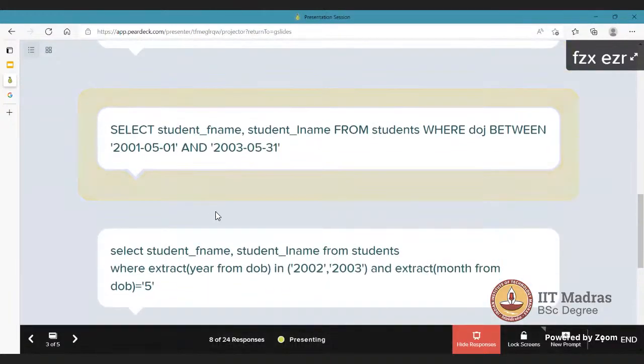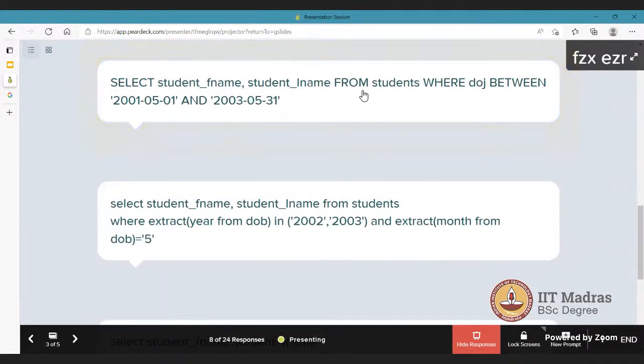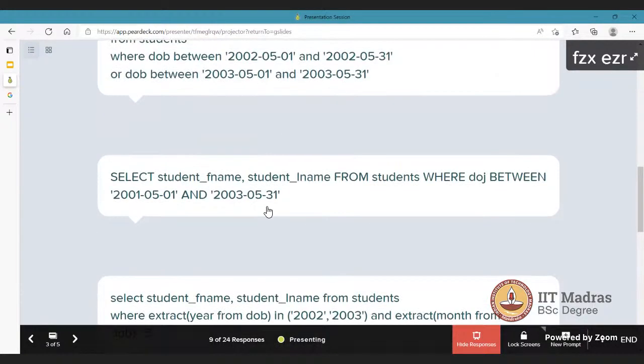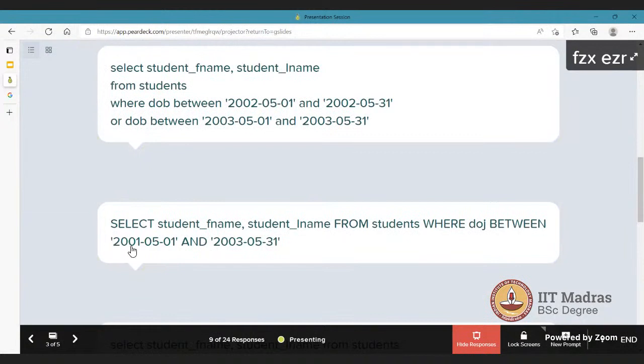Will this query return the correct answer? And you are writing it as DOJ. Can you please unmute? This will return from May of 2001 to May of 2003. So was that the question that was asked? This is a wrong query, okay? You'll have to write DOB and you'll have to mention it in this manner, and not 2001.